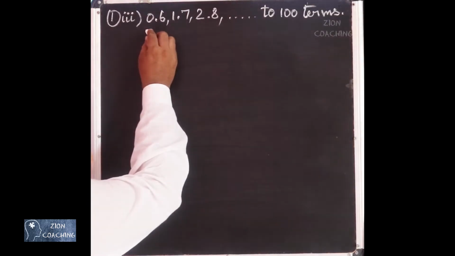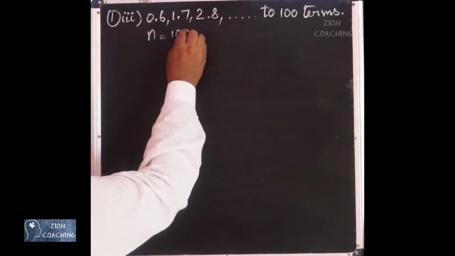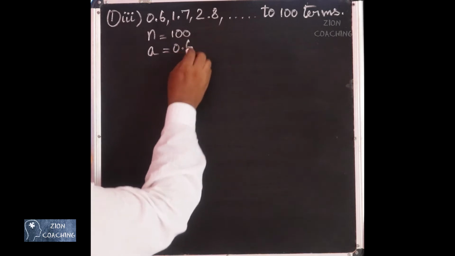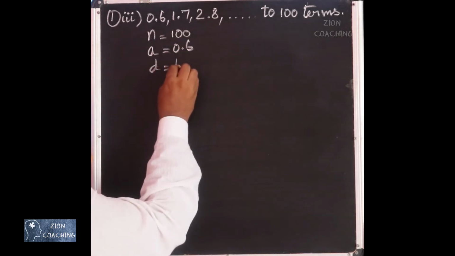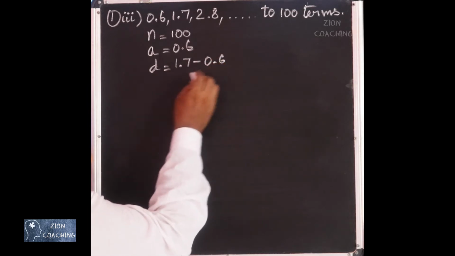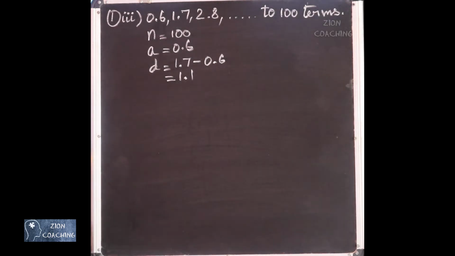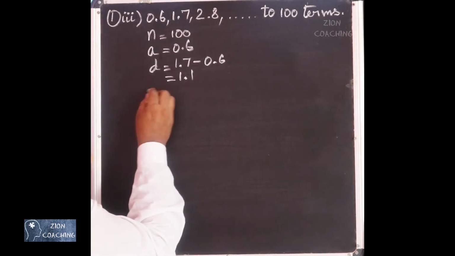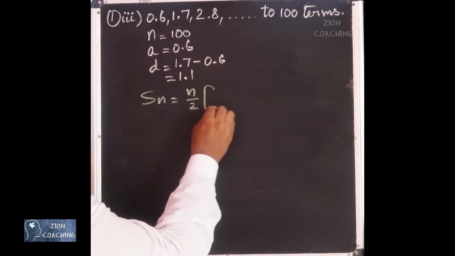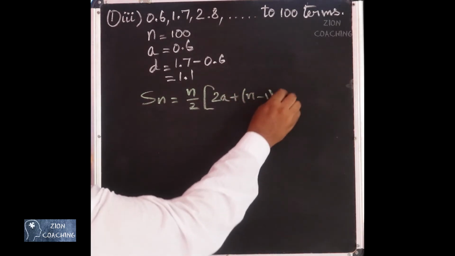Now we are going to find sum up to 100 terms. So n value is 100. A value is the first term there, which is 0.6. D value is your second term, that is 1.7, minus your first term, that is 0.6. So we have 1.1. Now formula to find sum up to n terms is Sn equal to n by 2 into 2a plus n minus 1 into d.